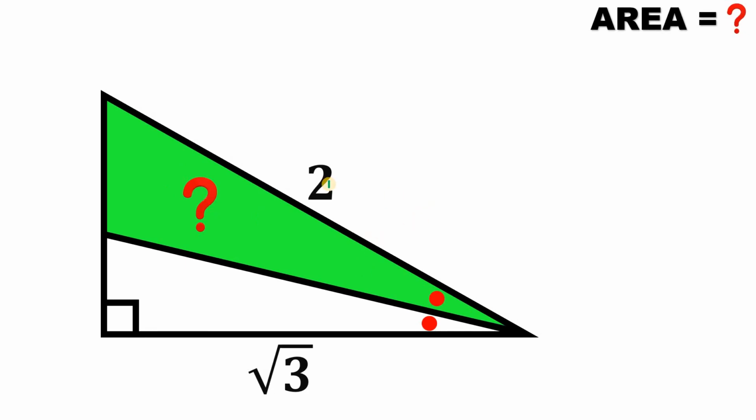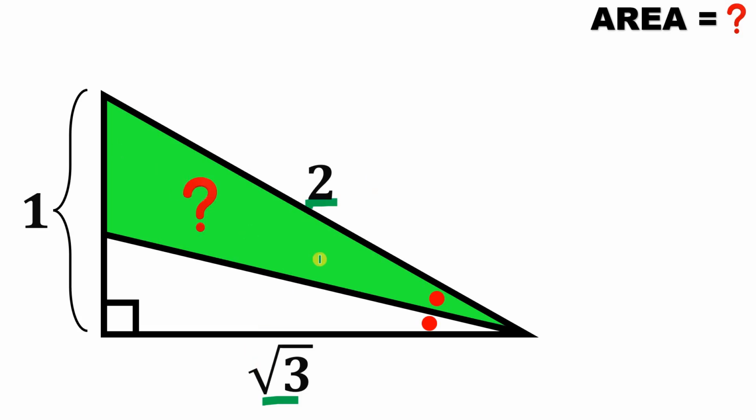Now, to answer this kind of question, first is to realize this number 2 and the square root of 3. Since it is a right triangle, using the Pythagorean theorem, we can say that this last leg of this right triangle must be equal to 1. Or simply, this is a 30, 60, 90 right triangle. So 1, square root of 3, and 2.